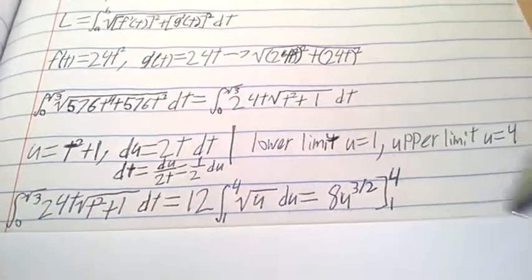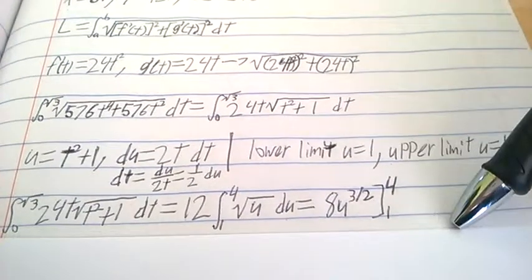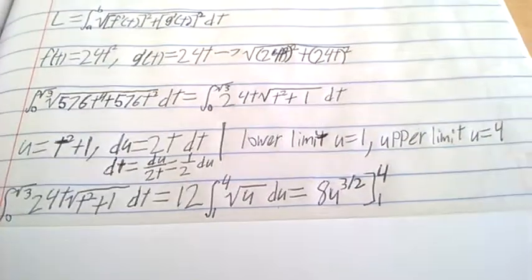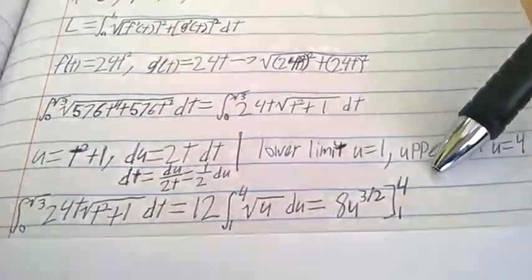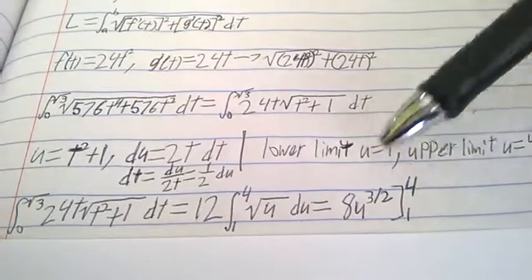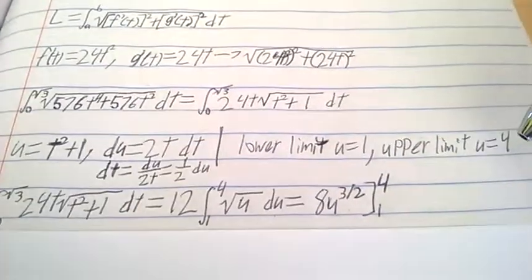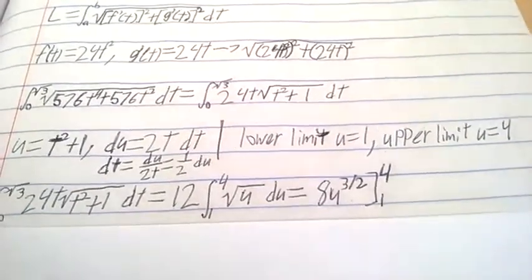And doing the math work, I didn't really write everything out. It's easy enough to get there. So we've got 8 times u to the 3 divided by 2 power from our limits that we just found, from 1 to 4.